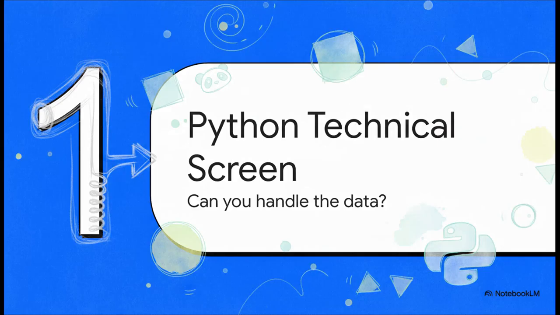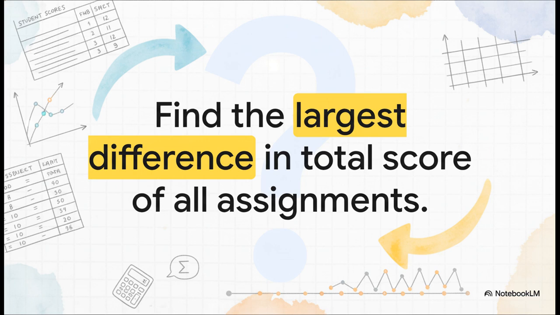First up, round 1, the technical screen. This is where your Python and Pandas skills are put to the ultimate test. Let's see what you've got. All right, question number 1. You have a table of students' scores. How would you find the largest difference between the total scores of any 2 students?